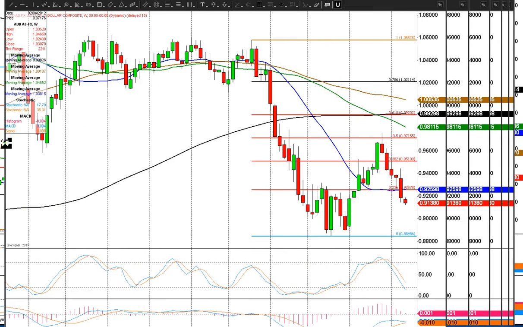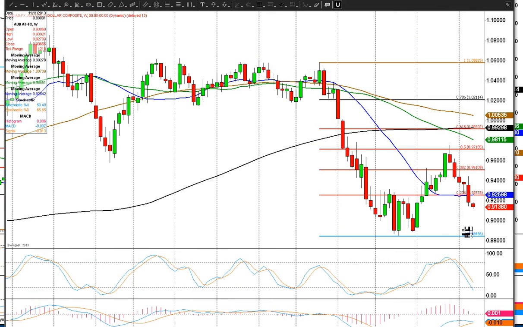So it looks like we're going to just continue lower. The lows for the year are down here. We saw them in July. That was at 88.48. We could see that before the end of the year.